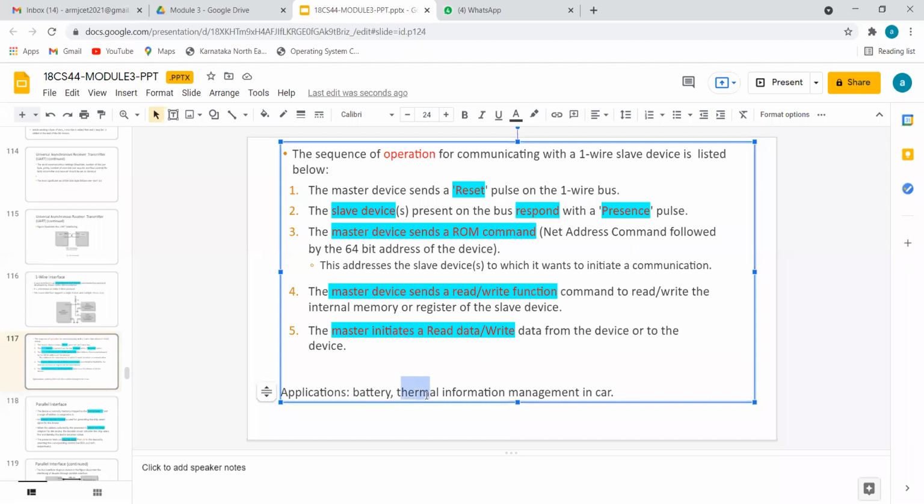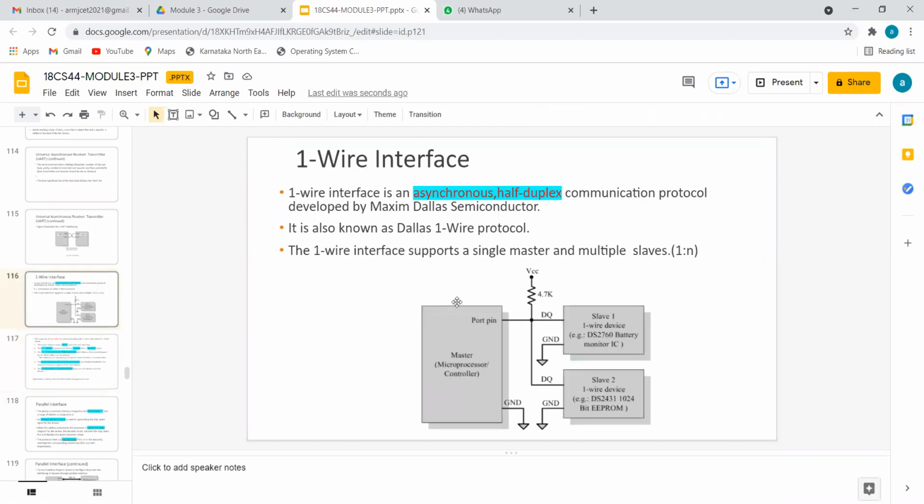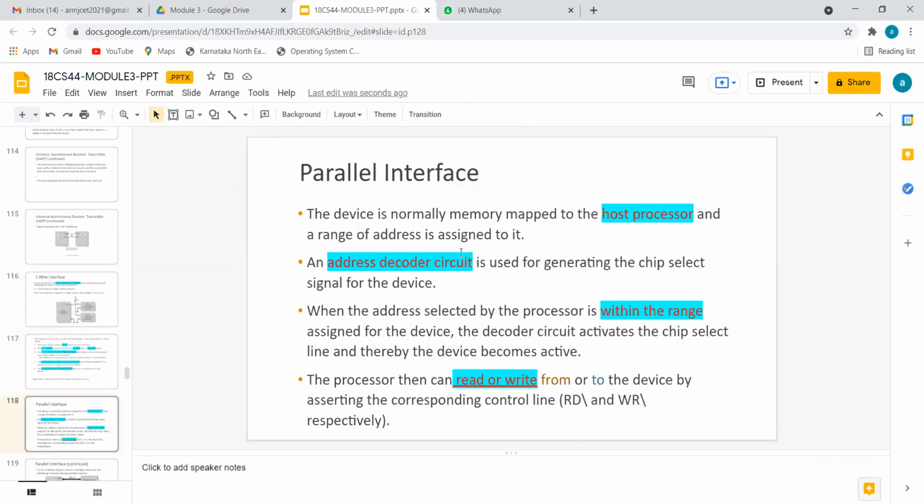Also, once you enter a car, it will show you how much the temperature presently is, what AC value you should set, what the AC value presently is, and what it should be. Like that, it gives us valuable information, and such displays are developed using the one wire interface protocol.